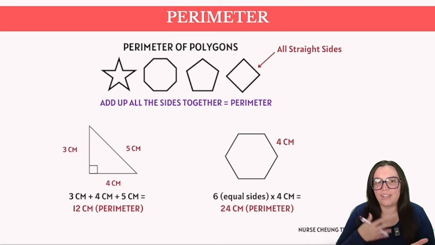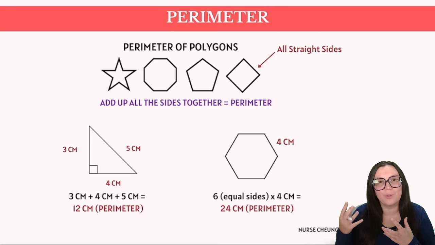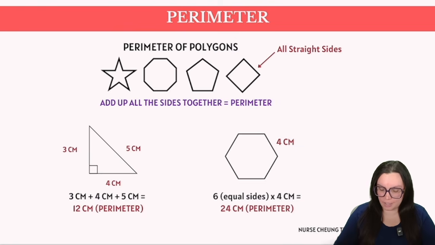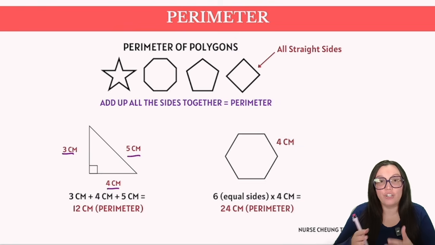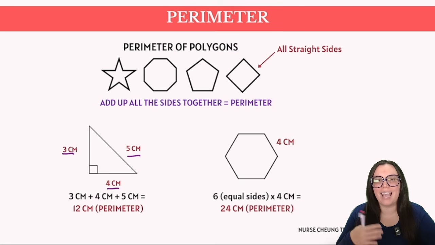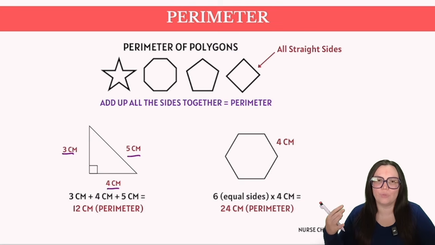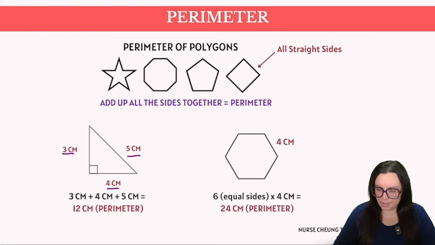Let's practice some examples of how this actually works. We're going to start with a right triangle. The triangle sides are 3 centimeters, 4 centimeters, and 5 centimeters. To determine the triangle's perimeter, we need to add the lengths of each individual side. So we calculate 3 plus 4 plus 5, which totals 12 centimeters, and that is our right triangle's perimeter.